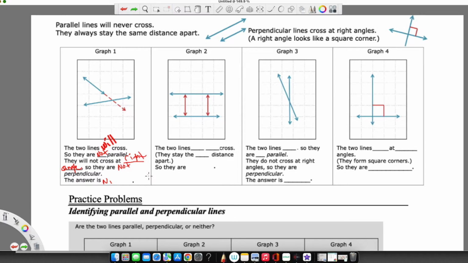Oop, unless I'm spelling neither wrong. Ha ha ha. What is going on with this pen? N-E-I-T-H-E-R. So I had the I and the E backwards.